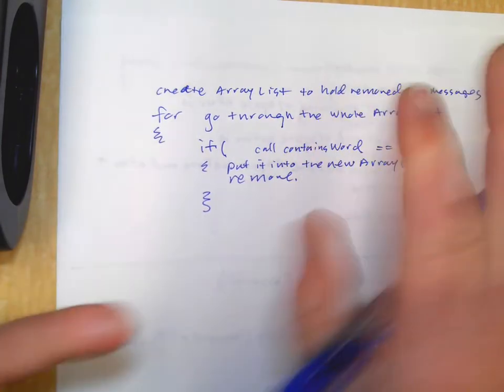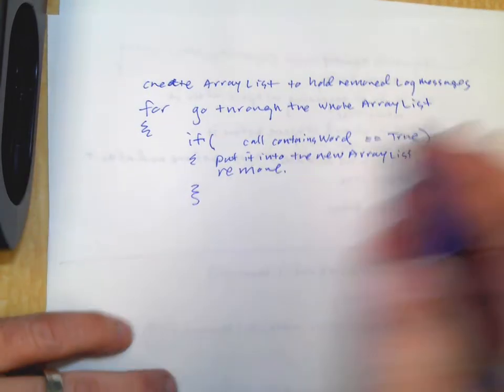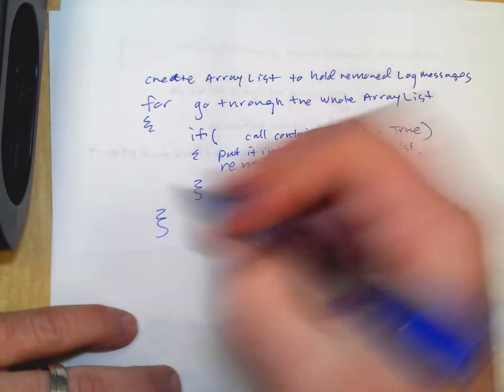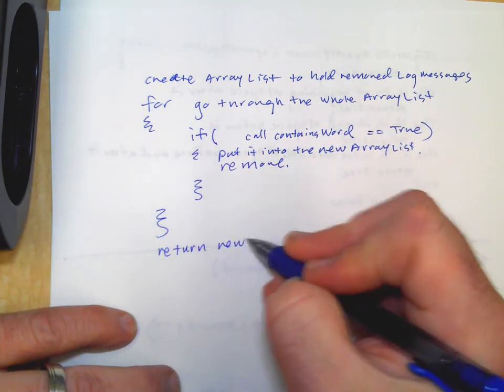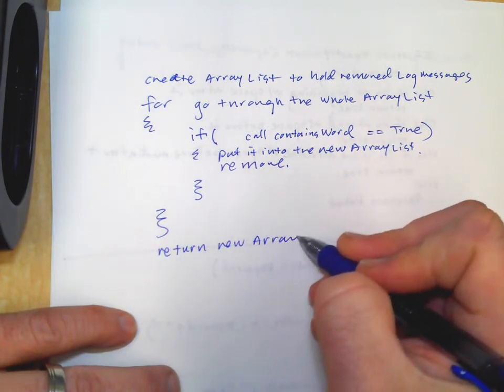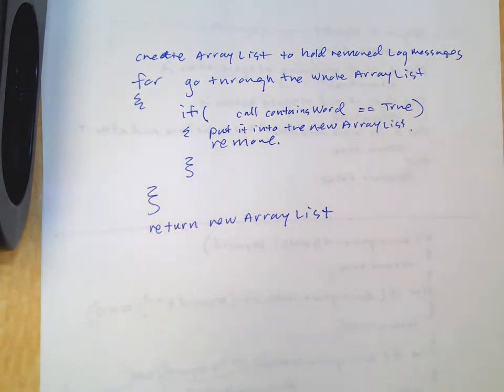Else, we don't need an else, because if it's not true, it's false. We just leave it in there. We don't do anything. So we do that. We keep going. We go through the whole thing. And then when we're done, we want to return this new array list. Make sure you return it. So this is our strategy. I mean, this is the logic of it, okay?